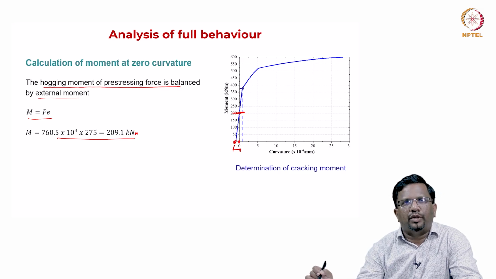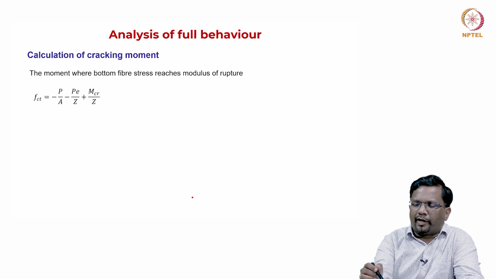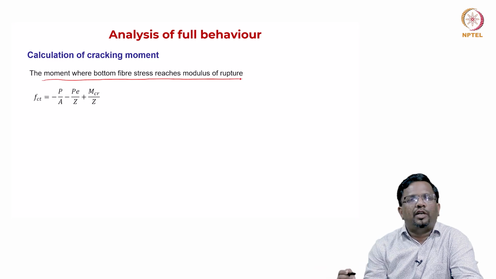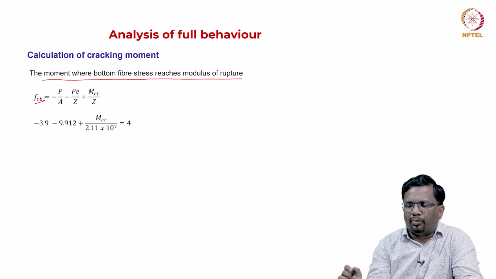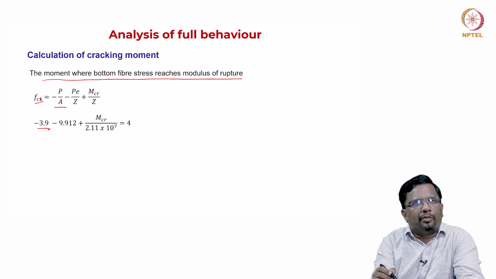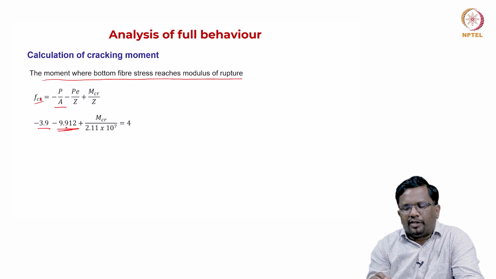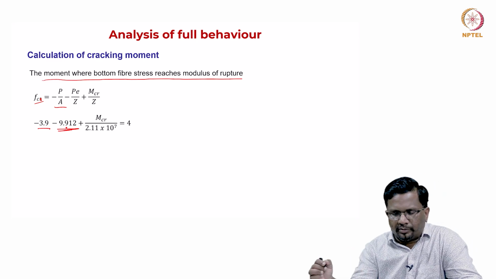curvature 0. Now, we are going to calculate what is the cracking moment. The cracking moment will happen when the stress at the bottom fiber reaches the modulus of rupture. So, again f_ct or f_cr, whatever you want to call it, that is 4 megapascal, given to you. The axial component is 3.9 megapascal. The pre-stressing moment component that we are getting is negative 9.918, because now we are calculating at the bottom fiber.